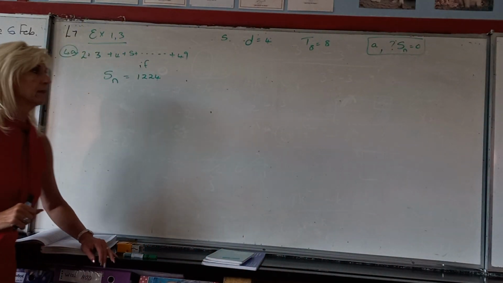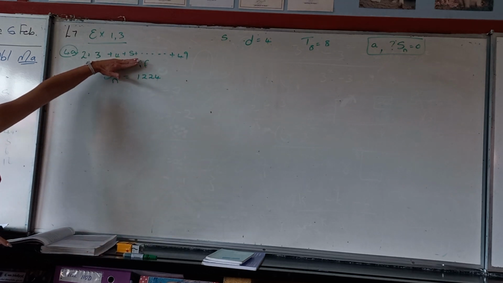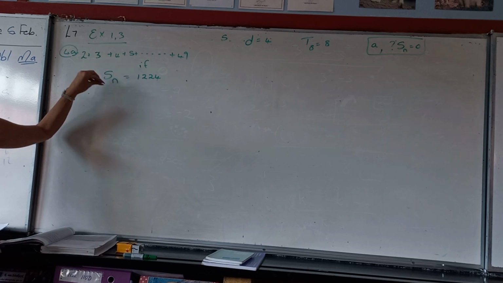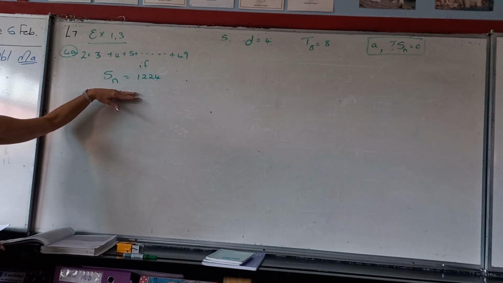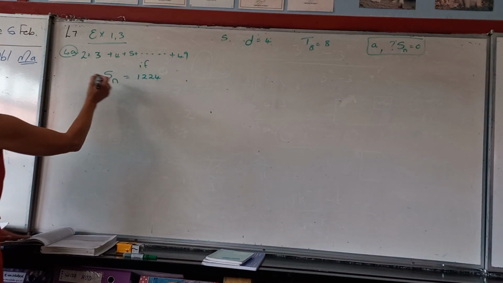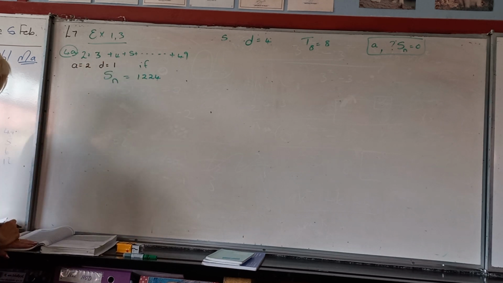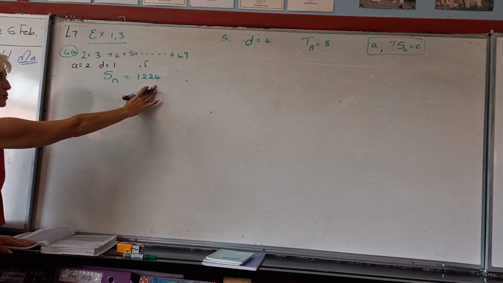Right, we're still in arithmetic sequences and series, of which this is a series, and the moment that you tell me that the sum of the terms is given, that's what makes it a series. The question here was, if they tell me what the sum is, how many terms are there? So first of all, this was arithmetic, in which a is 2 and d is 1. And I know that the sum is 1224.